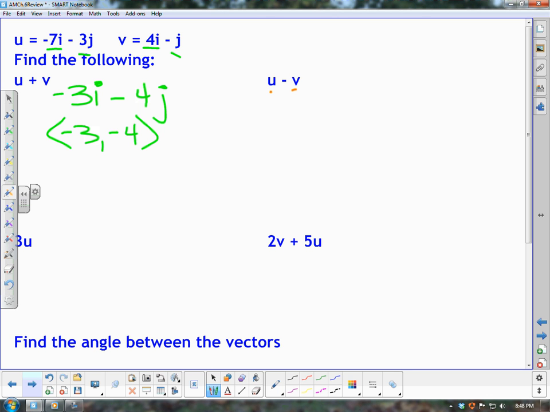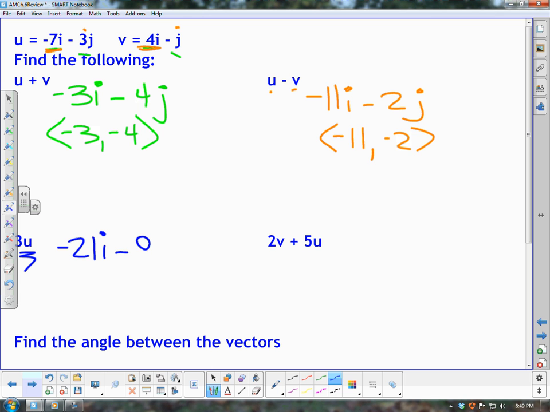Okay, so then u minus v would be that minus that, which would be negative 11i. And then negative 3 minus negative 1, which would be minus 2j. Or as I said, in component form, it would be this. Either way, it doesn't matter. 3u then, 3 times that would be negative 21i minus 9j.